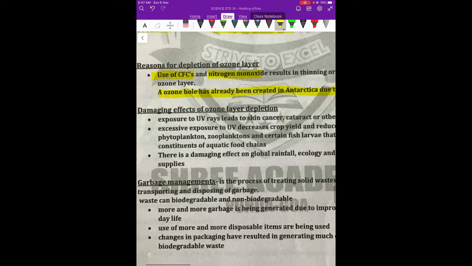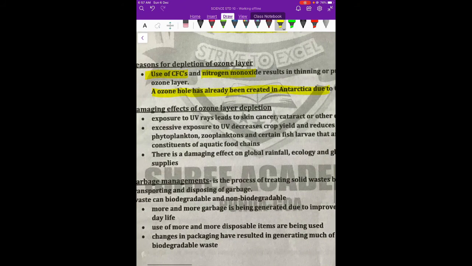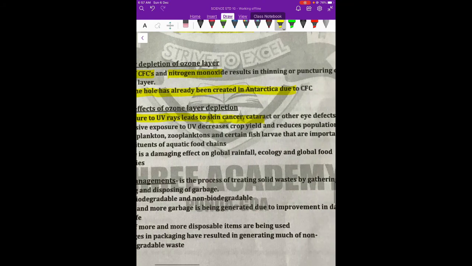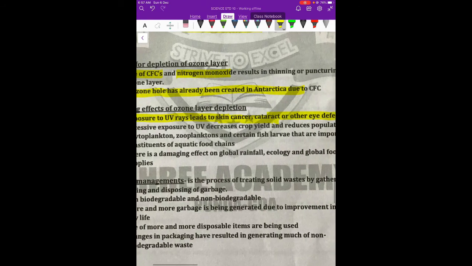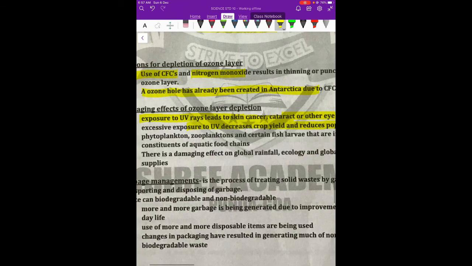So how does the ozone layer damage us? Now if the ozone layer is thinned or punctured, we are exposed to the UV rays of the sun, which are very dangerous, causing skin cancer, cataract, and other eye defects. First thing. Second, it also decreases the crop yield and reduces the population of marine life, like phytoplankton, zooplankton, and certain fish larvae. They are all destroyed. So even the aquatic food chains are disturbed.